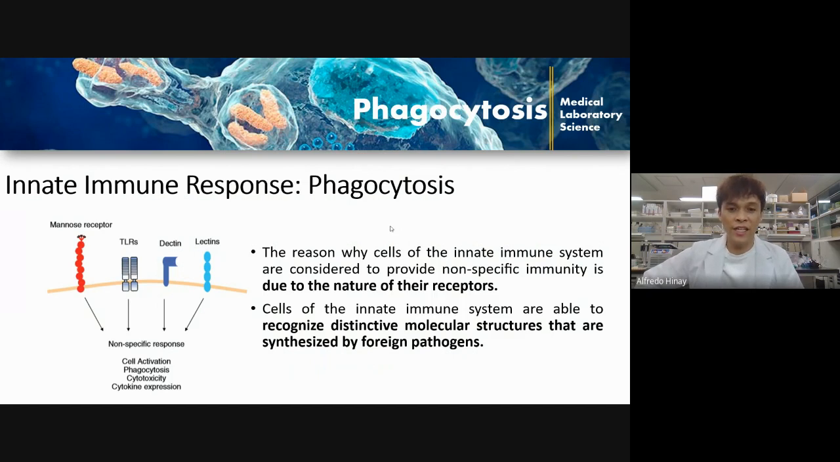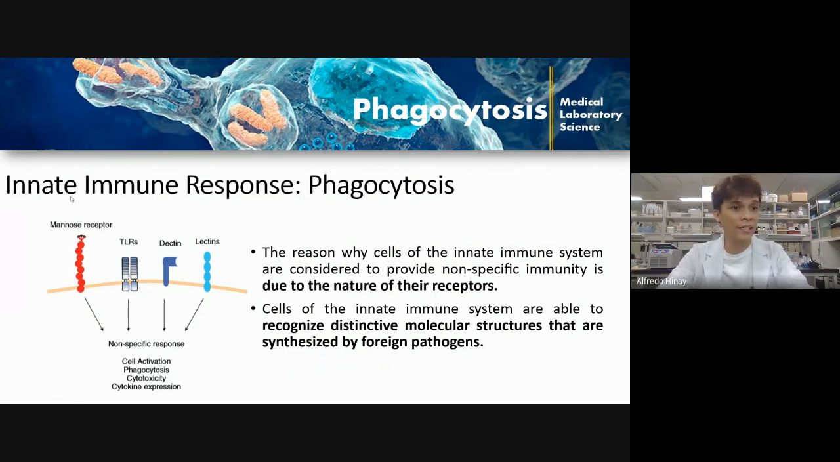Cells of the innate immune system are able to recognize a distinctive molecular structure. We call that PAMP, pathogen associated molecular pattern. These are distinctive structures that are synthesized by foreign pathogens, and we'll try to discuss that on the next slide. I just wanted to show the slide.